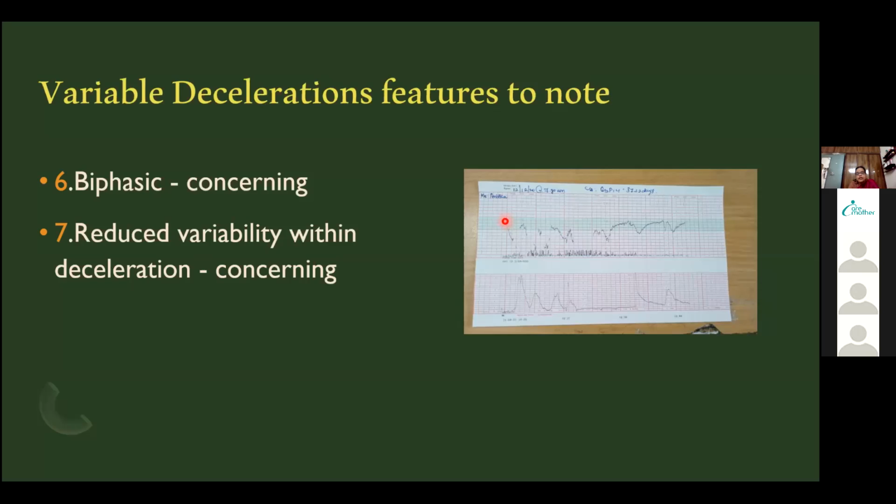So shouldering, duration, recovery: is it repetitive? Is it there throughout the trace? What is the shape? Is it biphasic? And is there variability within this deceleration? With this, you will classify this variable deceleration as one with a concerning feature or without a concerning feature.